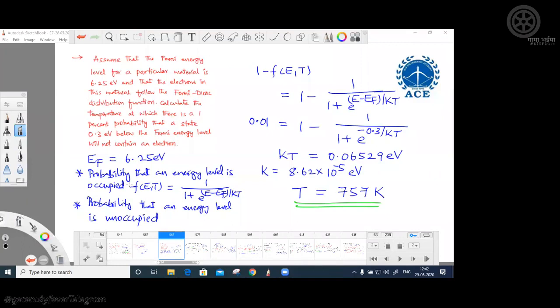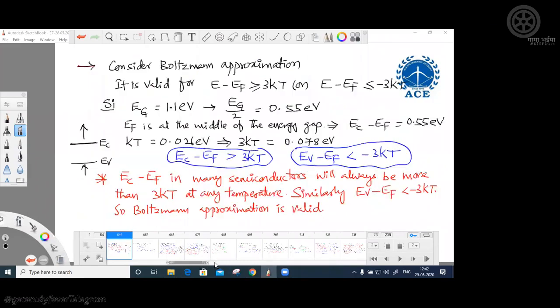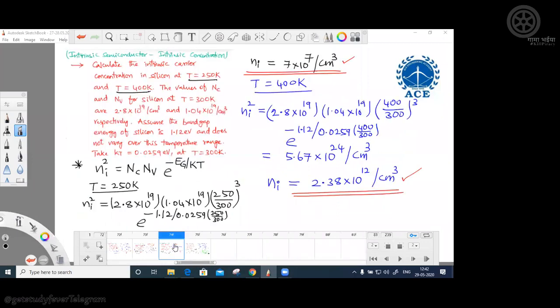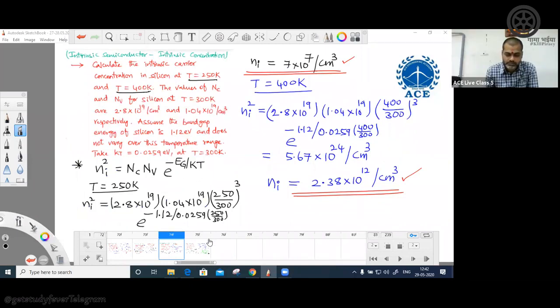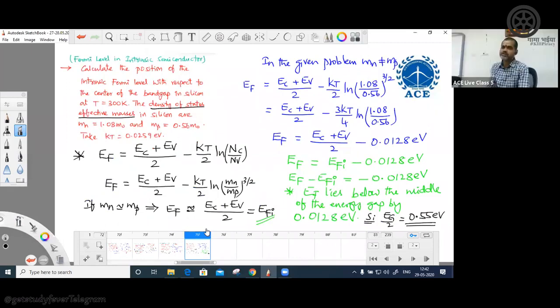But in problems here, we got the Fermi level, like in the second last problem, not exactly in the middle. Yes, the last-but-one question, because mn is not equal to mp. That is the reason why I have compared it with the numerical value.